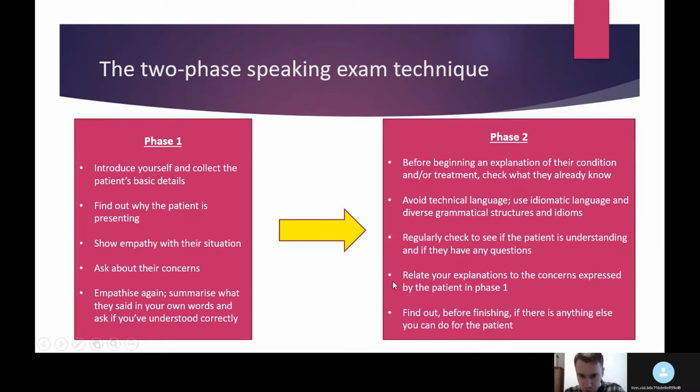Also, your explanations must clearly relate to the information that you were given in phase 1. This cannot be a standardized explanation that you could give to anybody. You need to make clear in your explanation that you are taking into account the concerns that they expressed to you in phase 1, and that you are addressing your explanation to them and to their individual situation.